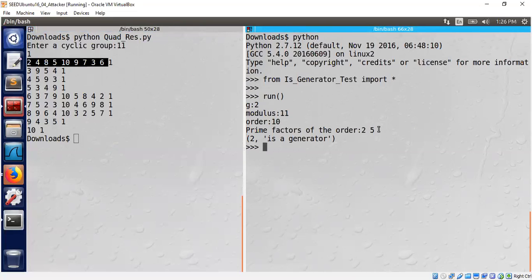Let's do the same again for other cases. Let's say, what about the number 6? We know for sure 6 is a generator. Let's check that.